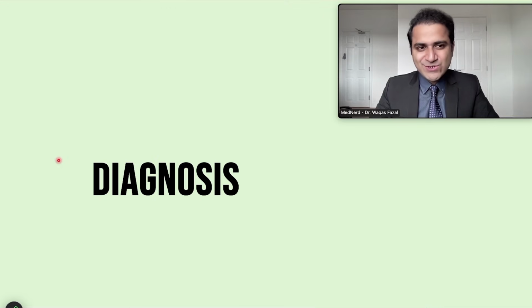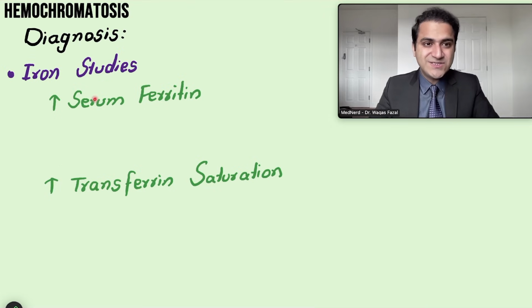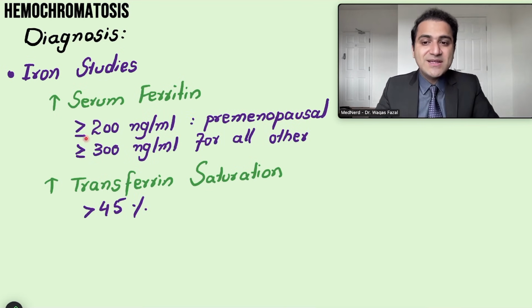Now coming to the diagnosis of hemochromatosis. The initial test, it makes sense that we have to do iron studies. We have to see the iron levels. Serum ferritin shows the iron stores. The iron stores will be elevated and it will be greater than or equal to 200 nanogram per ml in premenopausal females and greater than or equal to 300 nanogram per ml for men and postmenopausal females.